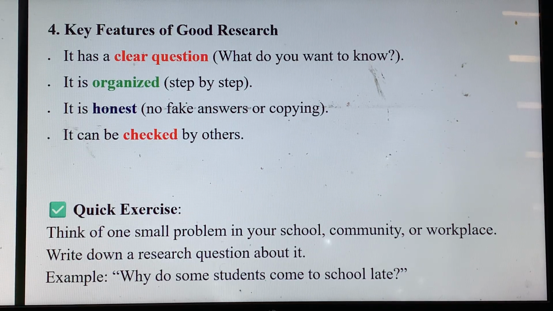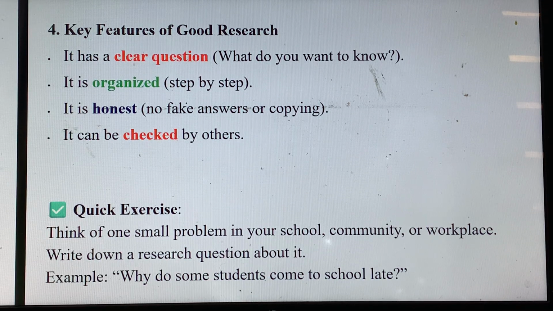So, key features of a good research. A good research has a clear question, and this question is, what do you want to know? A good research is well organized. It follows certain steps. You cannot jump. And a good research is honest. No fake news, no guessing. And the last one is that good research can be checked by others.